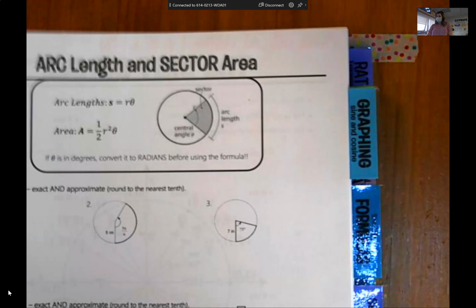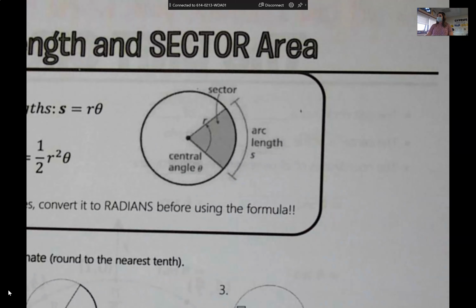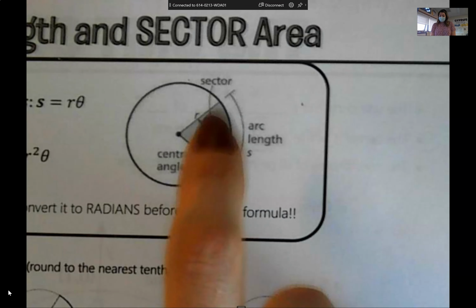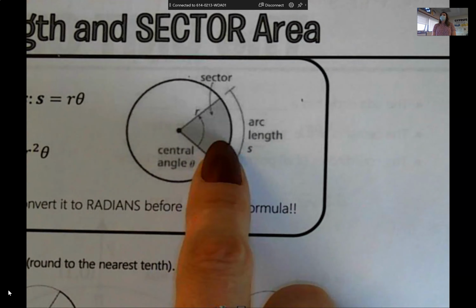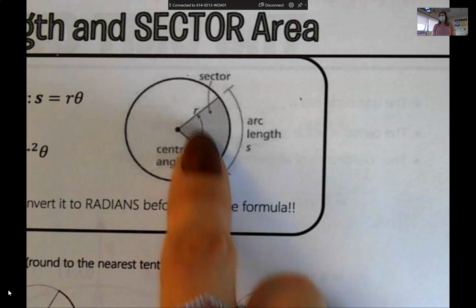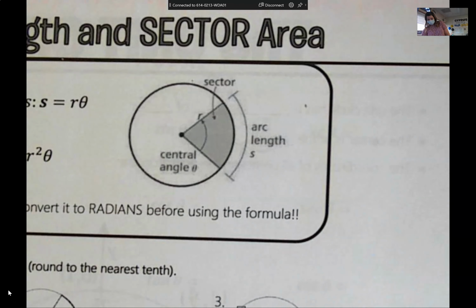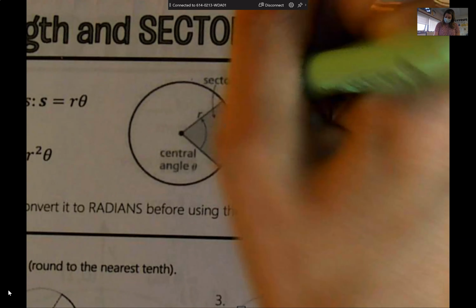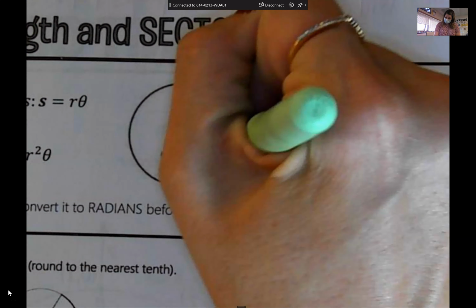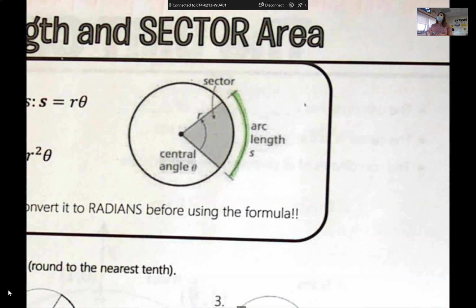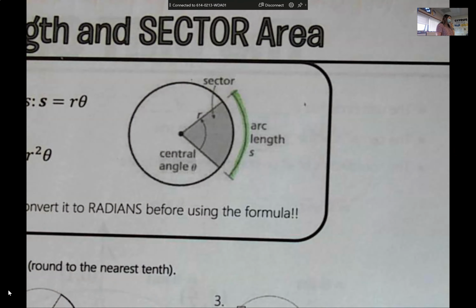So on page 115, in this little graphic, it shows you what's the arc length and what's the area. The sector area is the pizza, the slice of the pizza. It's what's gray here. Then your arc length would be the pizza crust. So half of the problems are going to have you find the length of the crust, and half are going to have you find the area of the slice of pizza. So our formulas are here.